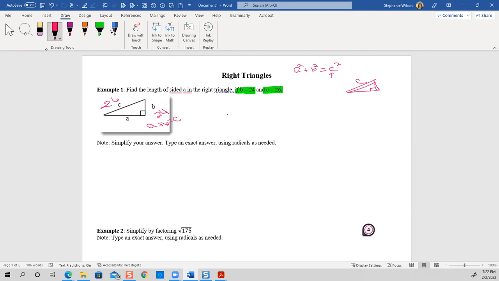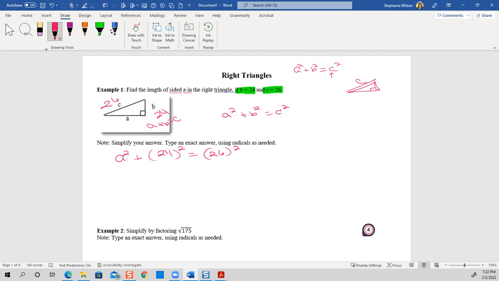We have a squared plus b squared equals c squared. And I'm going to plug in what I know. Well, we don't know what a is. But we do know what b is. B is 24. We know what c is, 26.